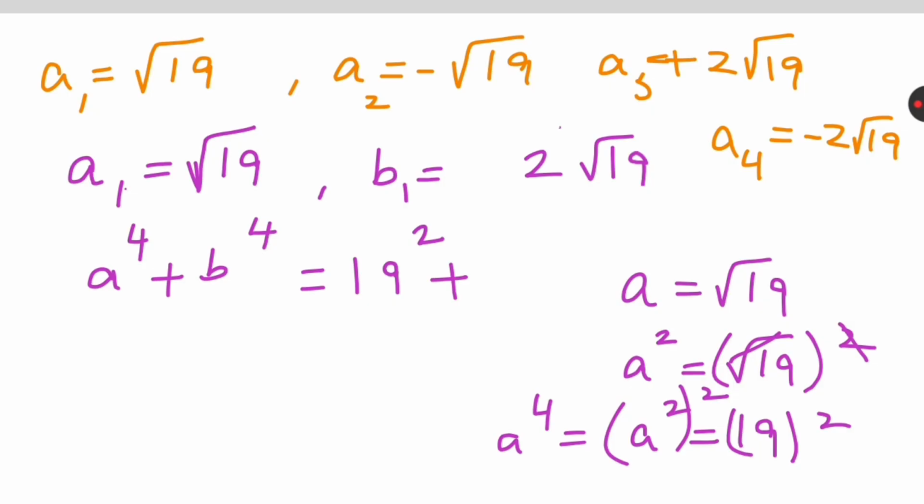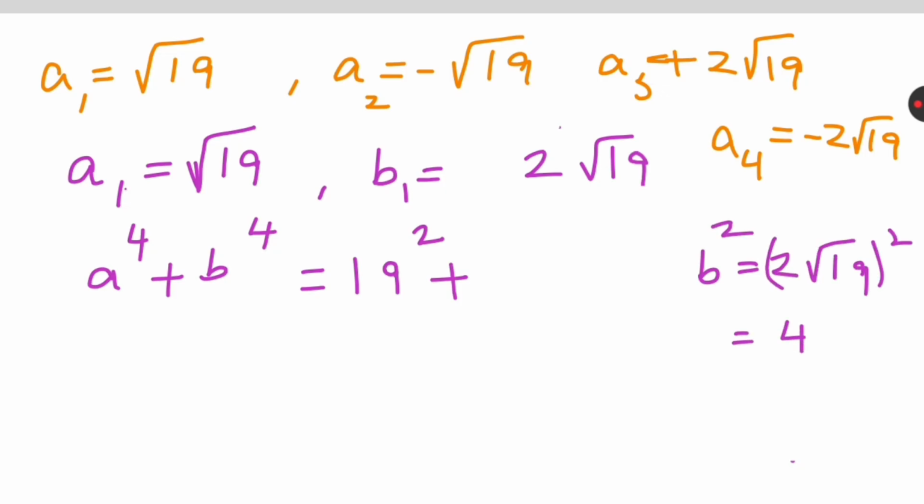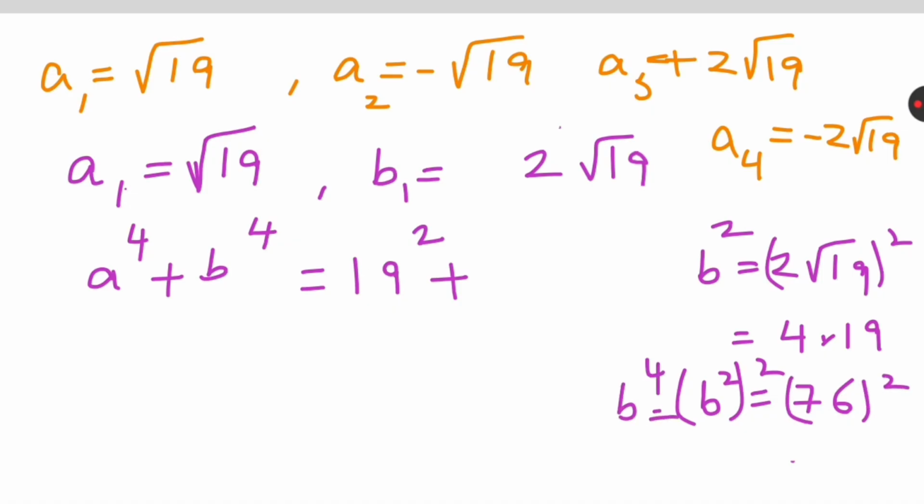plus b raised to power of 4. First we take b. So our b value is 2 root 19. If you do square on both sides, then we are going to get 4 times 19, which is 76. Then again you have to do power 2. Then we are going to get b raised to power of 4 value, isn't it? So then b raised to power of 4, the value is 76 whole raised to power of 2.